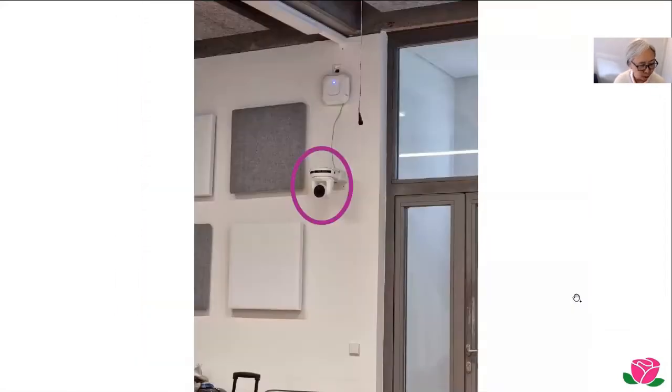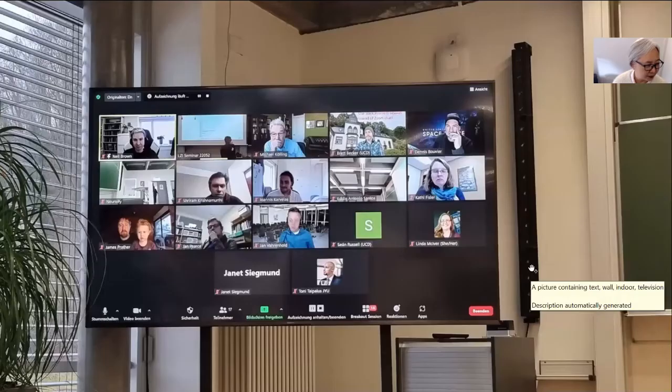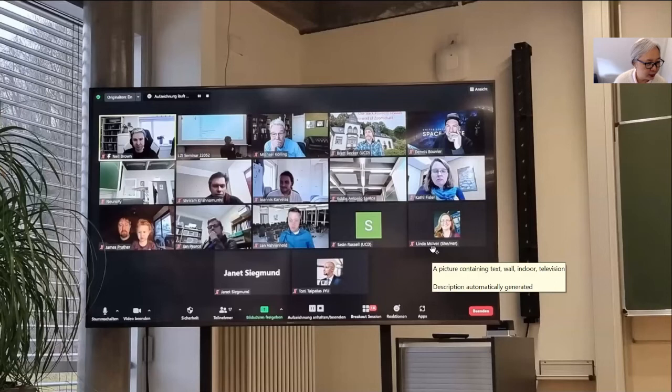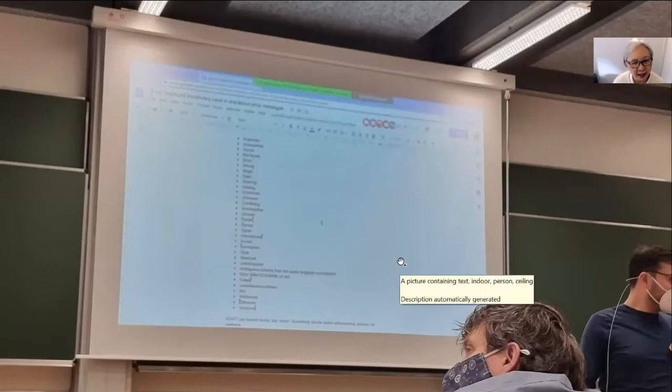Also, at the back of the room, there was a camera that was facing the backs of the participants. There was also a camera facing us, in front and back. And there were two screens. One screen always had the participants who were on Zoom, and there was another screen that had whatever the presentation was.